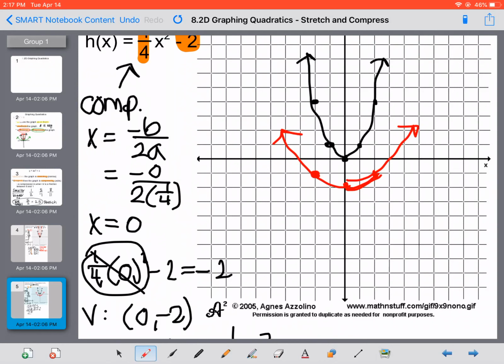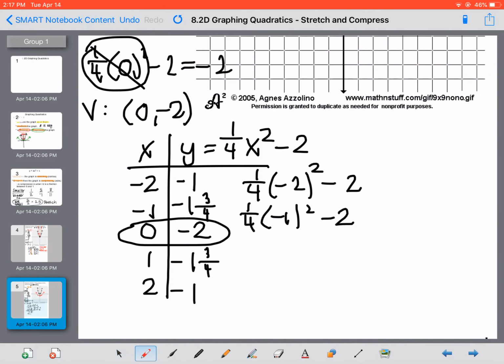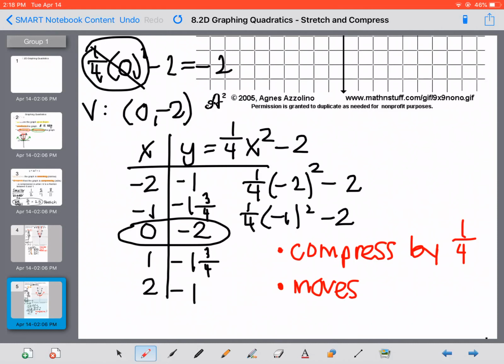So there's our graph. And notice, you guys, it's wider than our parent function, and it's shifted down 2 units. So if we describe that, we're going to say it was compressed by 1/4, and it moves down 2.